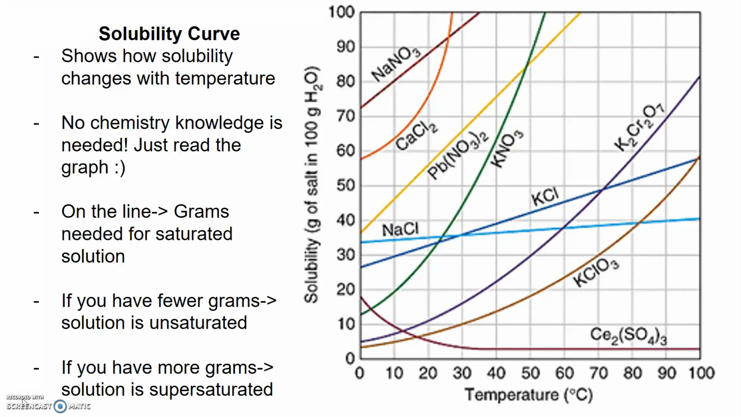And if you look at this graph, you have the solubility curve for a number of different ionic compounds. So the solubility curve is going to tell us how much can dissolve at a certain temperature. So for instance, if we look at our KClO3 line right here, we can see at 70 degrees, about 30 grams of KClO3 will dissolve. Okay? So no chemistry knowledge is needed in reading this graph. All you need to do is look at your axes.